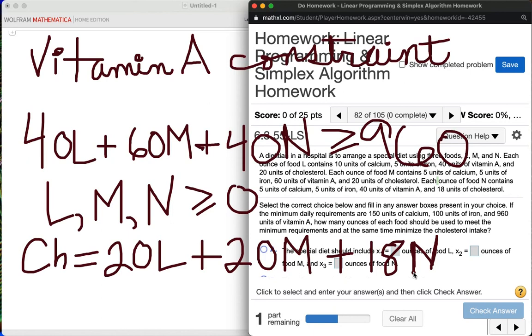We're supposed to minimize the total amount of cholesterol, but we have these restrictions where we need at least 150 units of calcium.